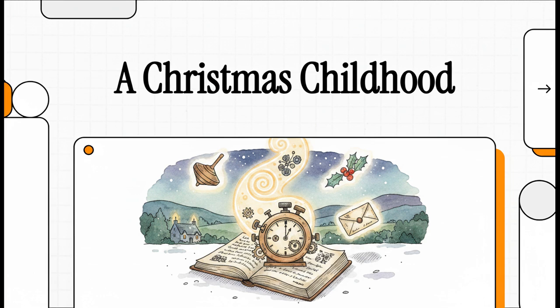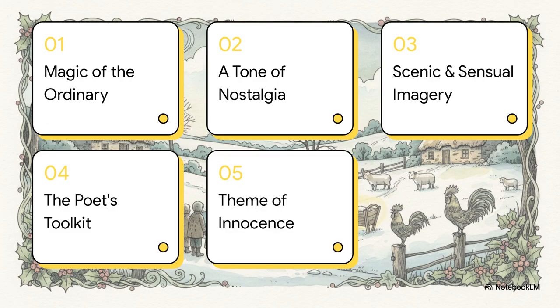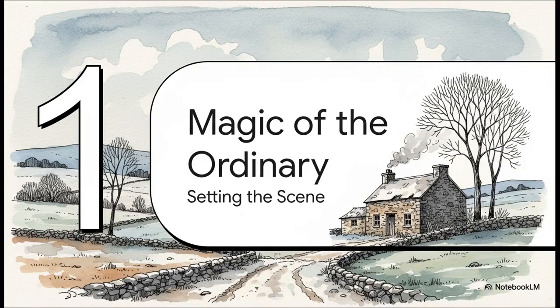We're going to break down exactly how this piece of writing operates, acting almost like a time machine back to a very specific, transfigured way of seeing the world. Here is a quick roadmap of what we're covering today. 1. The magic of the ordinary. 2. A tone of nostalgia. 3. Scenic and sensual imagery. 4. The poet's toolkit. And finally, 5. The theme of innocence. All right, let's start with section 1.